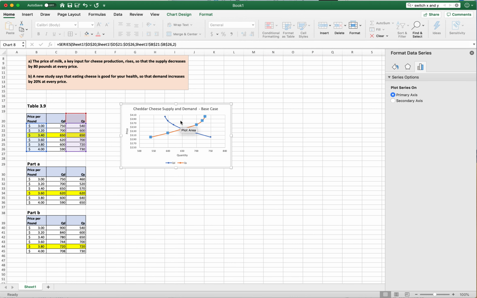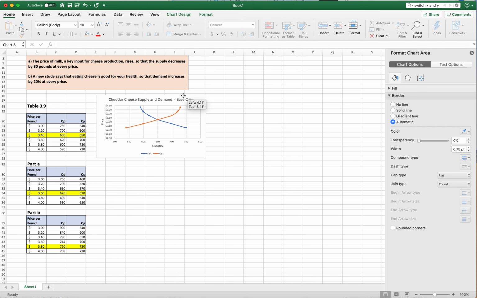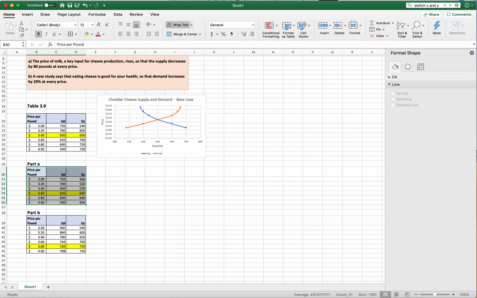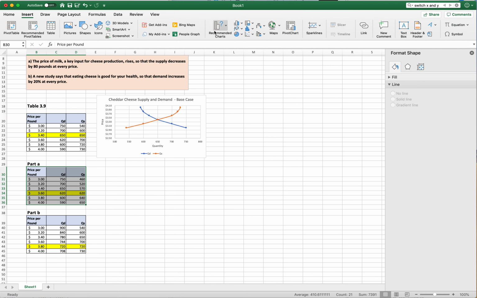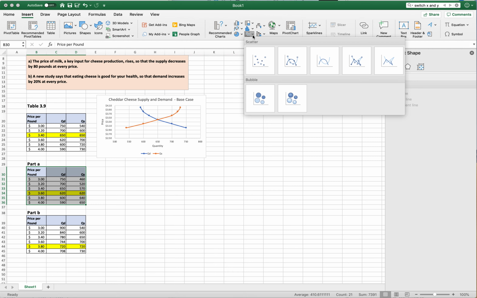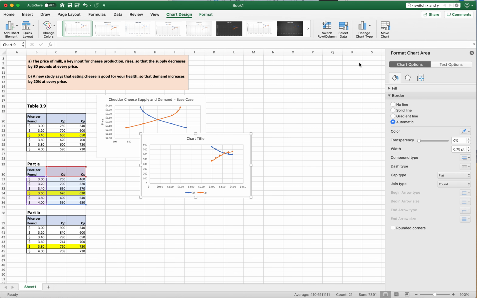Yay, good for us. So we've done this. Now I probably want to do it for the next one. Hopefully I can do it much quicker. What do I do? I say insert. I don't want to go to recommended charts. I want to go to scatter diagram, and I want to add the one with the lines. And you see I have the same issue.